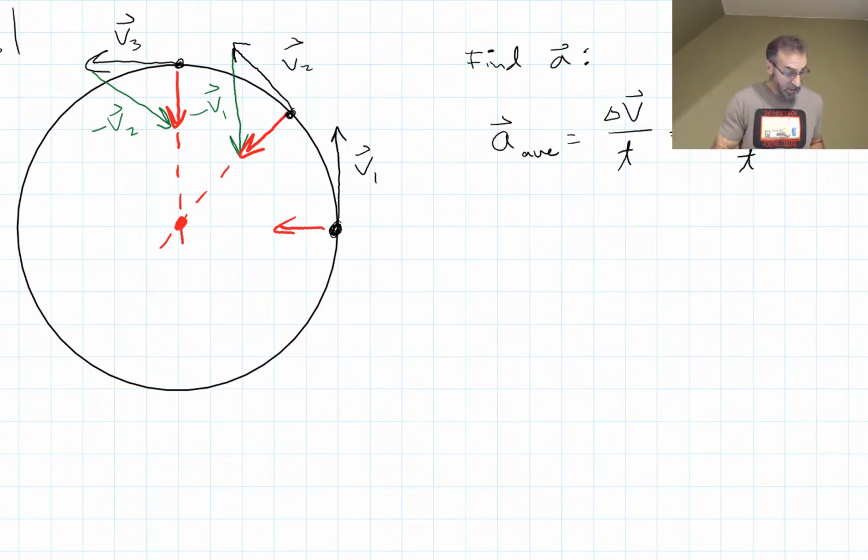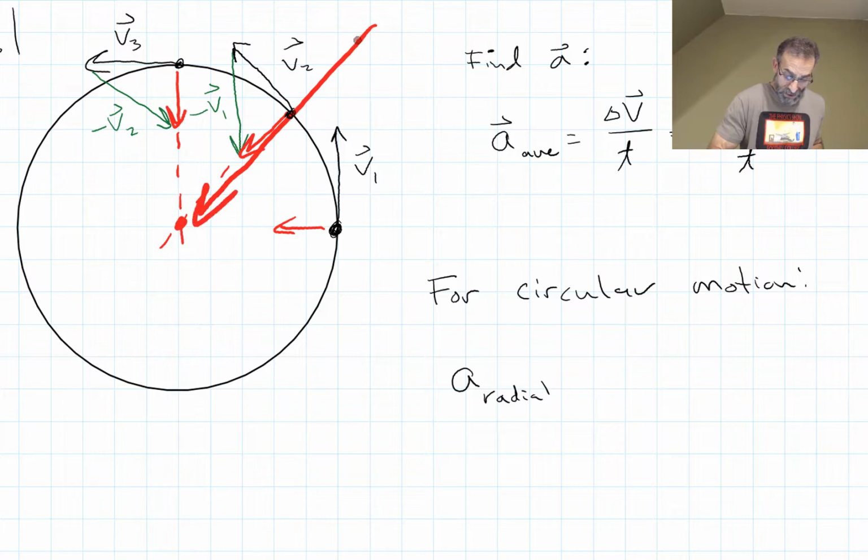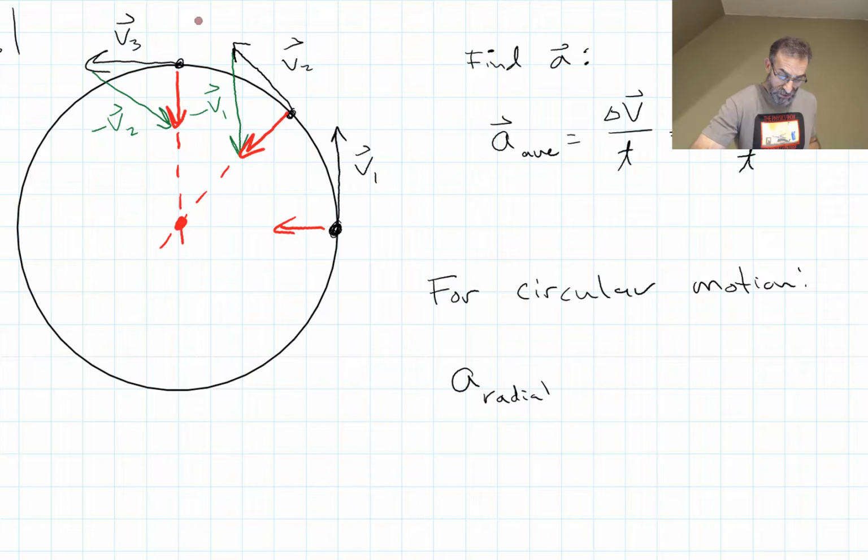That's the direction of the acceleration. And we give that a special name. When we know something is moving in a circular path, there's something special about the acceleration: the acceleration in the radial direction. So what's the radial direction? That's toward the center of the circle or outward. What's the tangential direction? That's tangent to the circle.